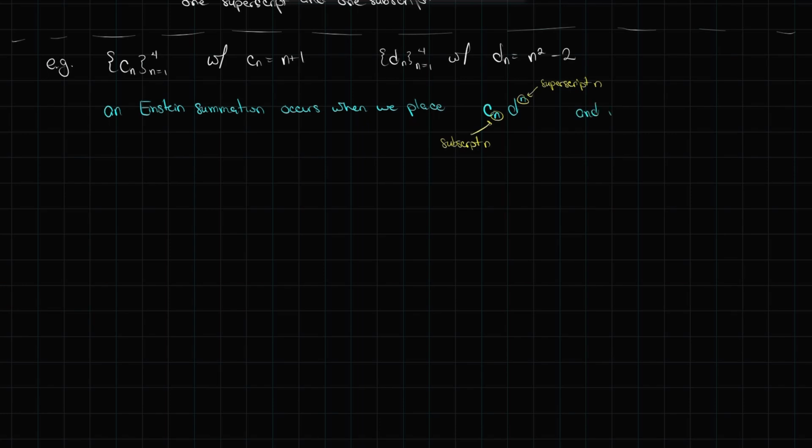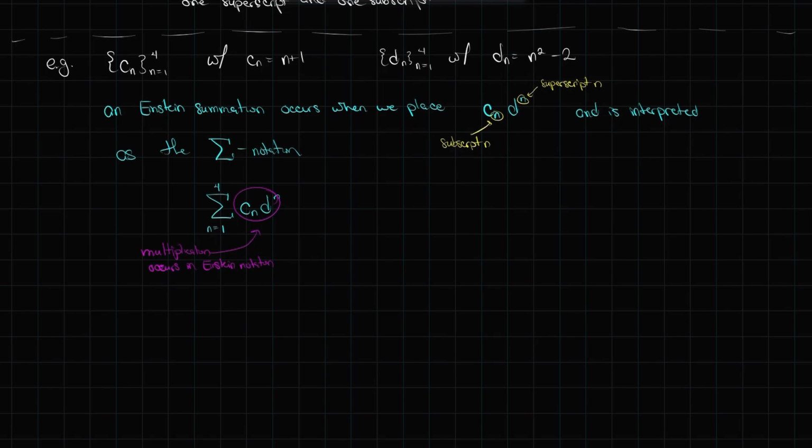And is interpreted as the sigma notation, sigma C_n d_n, n equals 1 to 4. And so there is an implicit multiplication. So there's a multiplication which occurs in Einstein notation that doesn't necessarily need to occur in regular sigma notation, right?